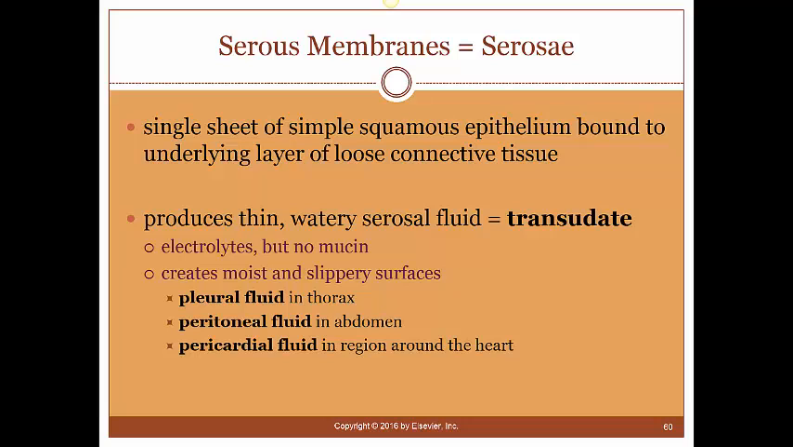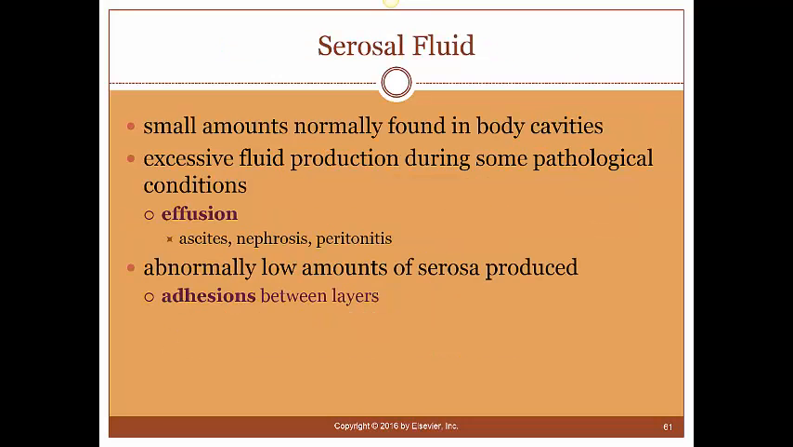If we find it in the chest, we call it pleural fluid, going with the pleura. If it's in the abdomen, it's peritoneal fluid. The heart actually has this serous membrane around it that we call the pericardium. It actually arises from the pleura, but since it's on the heart, we call it the pericardium. And in it, there's a small amount of fluid called pericardial fluid. And so this fluid is normally found. Once again, it keeps everything slick.